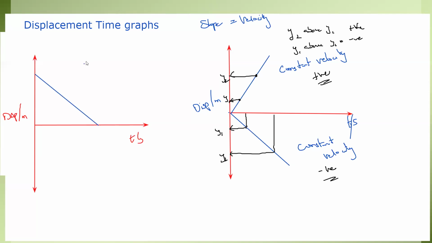It's a straight line. Straight line means constant slope. So what can we say? We can say it's a constant velocity, because whenever there's a straight line, the slope is constant. But what about the direction of the velocity? Is it a positive or a negative velocity?